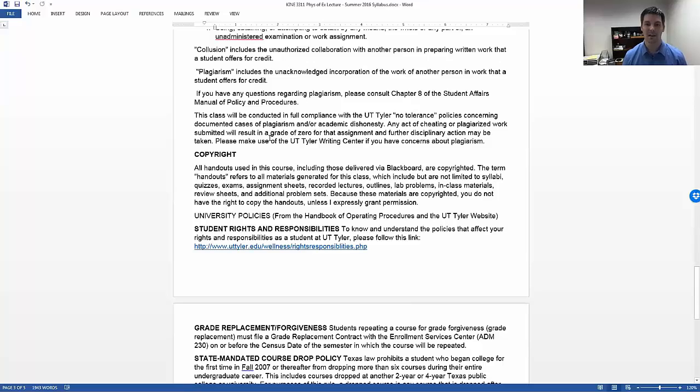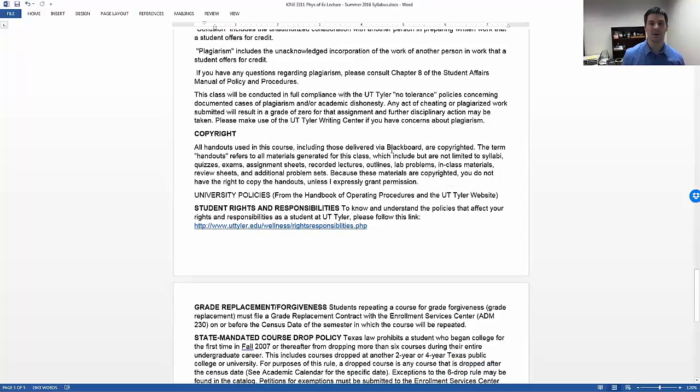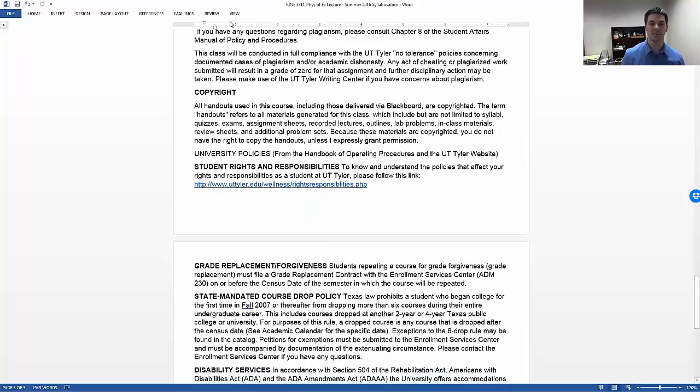Plagiarism includes acknowledgement, incorporation of work of another person that the student offers credit for. Any writing assignments that we do here will be submitted through SafeAssign, so I'll be able to actually monitor plagiarism through that, and you guys can actually look through that report as well to make sure that you aren't plagiarizing anything by accidentally doing that.